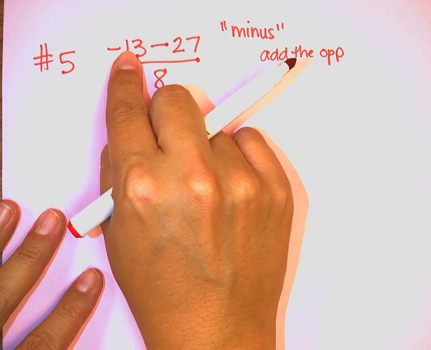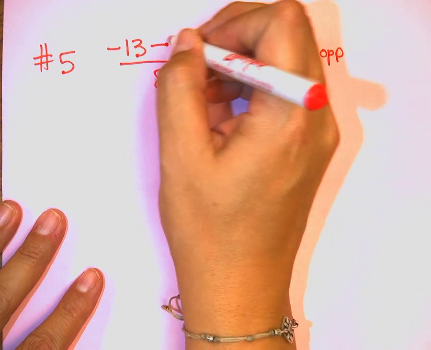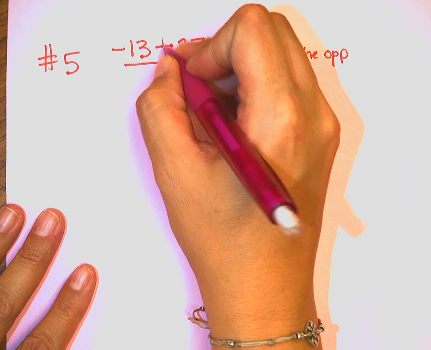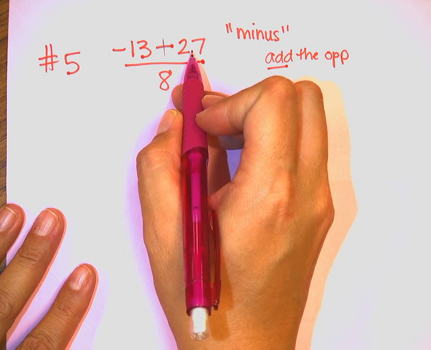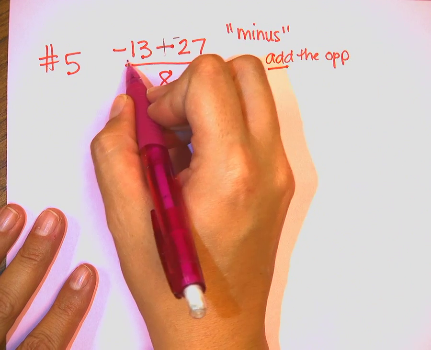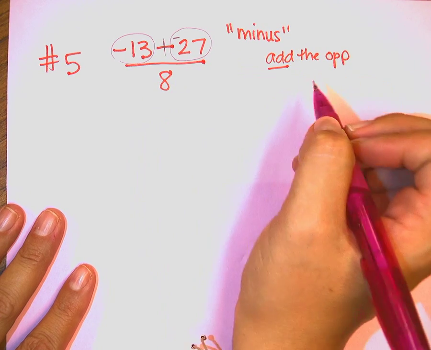So the -13 remains the same, but when you hear the word minus, you change it to add. So this becomes a plus. And the opposite of a regular 27 is a -27. So you have a -13 and you have this -27.